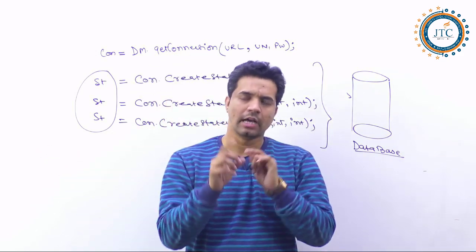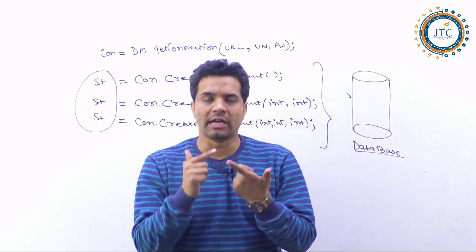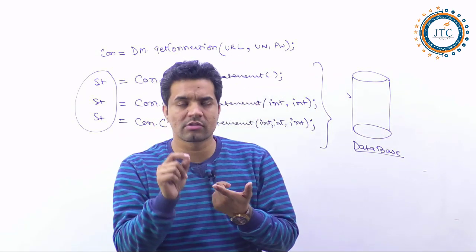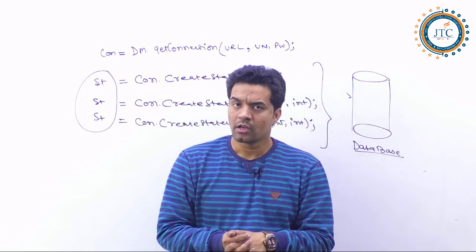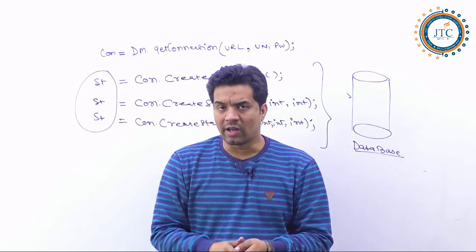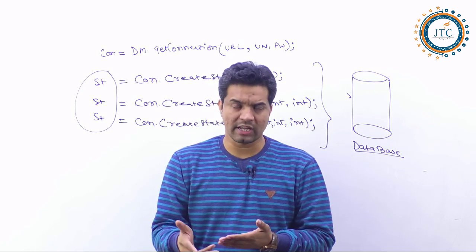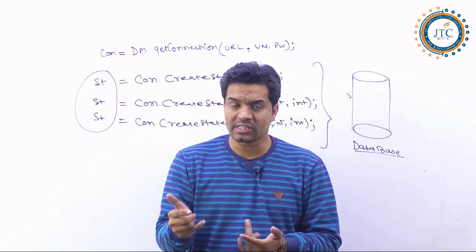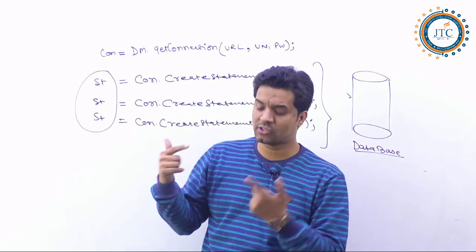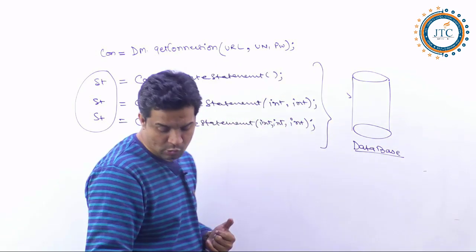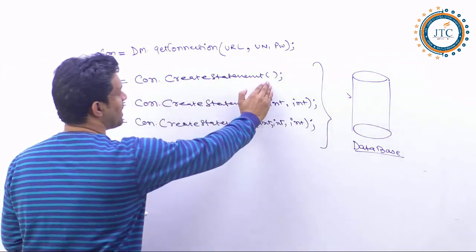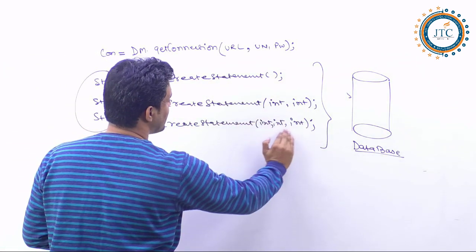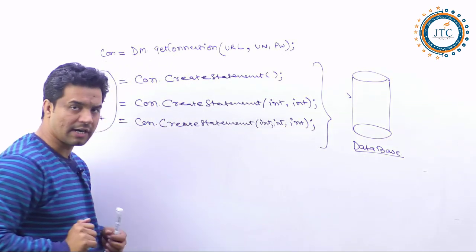Is it okay? Again, let me repeat. With the help of the statement object, you are going to submit queries to the database. Now, whenever you are creating this statement object, we have three methods. What are these three methods we have at present? Create statement without parameter, create statement with parameter, and create statement with three parameters, right?